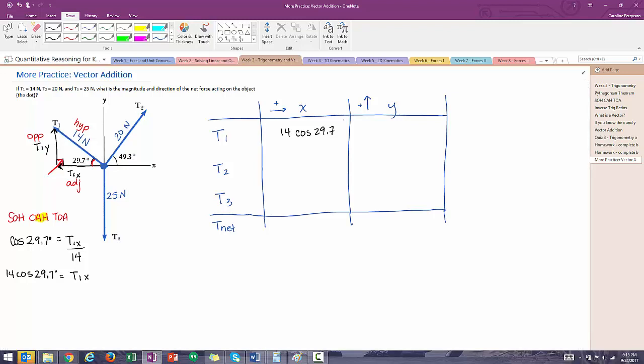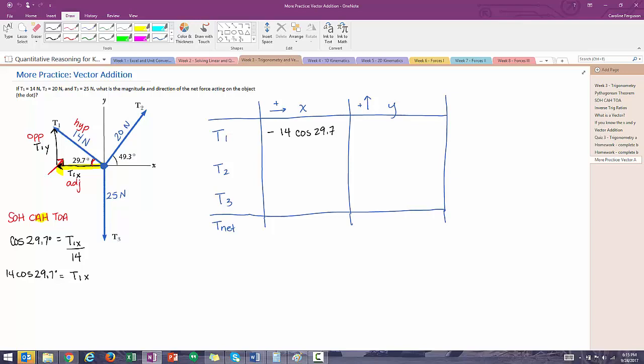But wait, we need to stop for a second and decide, should that be a positive or a negative? So we wrote down that that vector over there, the T1x. Do you see how we wrote that it's pointing to the left? Well, since it's pointing to the left and we said to the right is positive, that means the left must be negative. So I'm going to put a little negative sign in front of that.